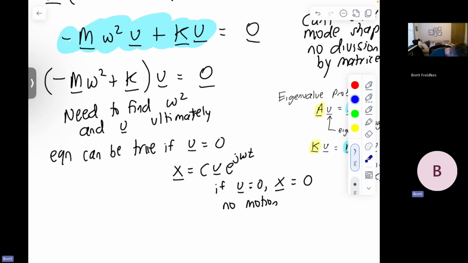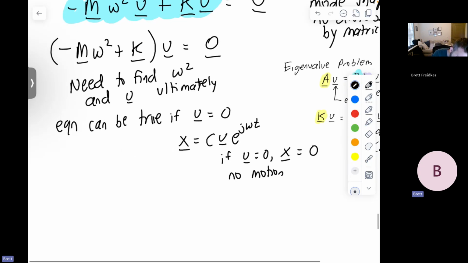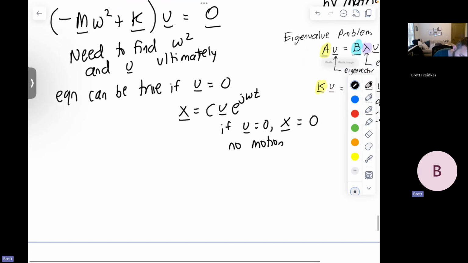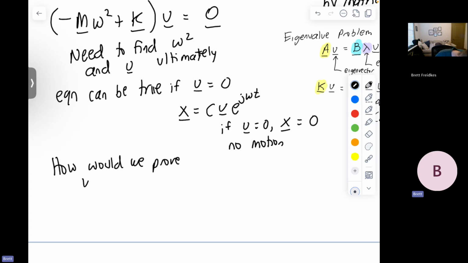So if we go ahead and note this, we don't want our math to result in that. So how would we prove that u is equal to 0, which is, again, what we don't want?